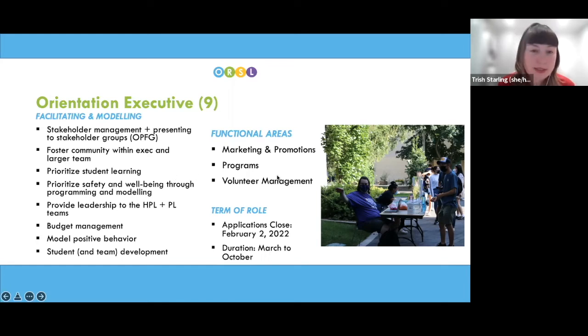These roles close a little bit earlier than the other ones. So these have a February 2nd close date. And this role goes from March, thinking about early planning, all the way to October. Later in September and October is really used for kind of reporting back and getting some documents together that will help support the orientation executive coming on the next year. So really wrapping up things as we move into fall.